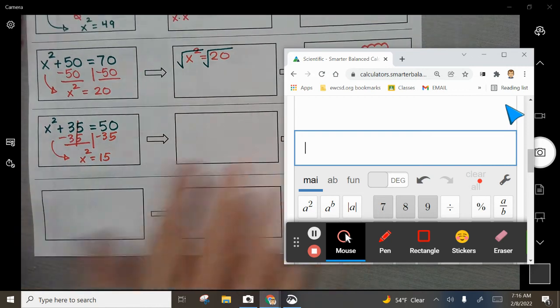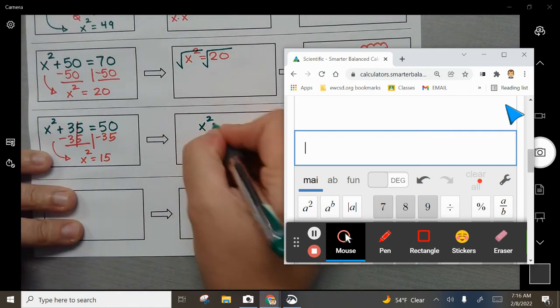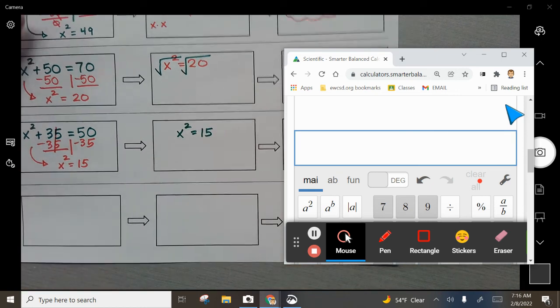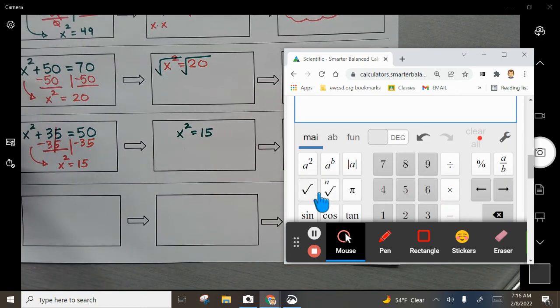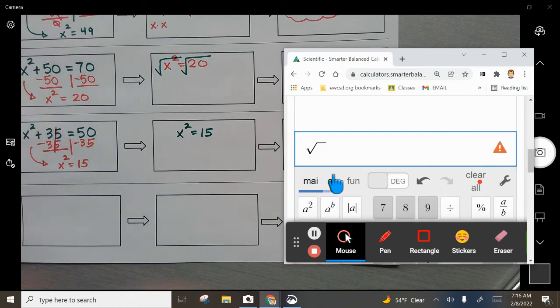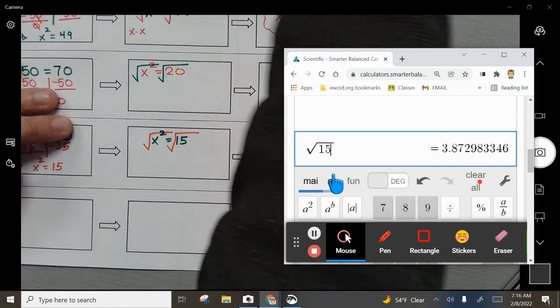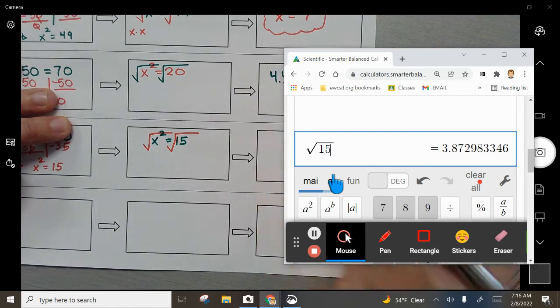Then you get that, right? x squared equals 15. Well, we know what to do. We're going to square root it. How do you get rid of the exponent? You square root it. All right, square root of 15. Square root of 15 right there. And what do we get?